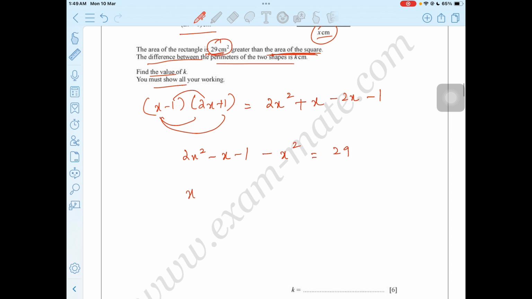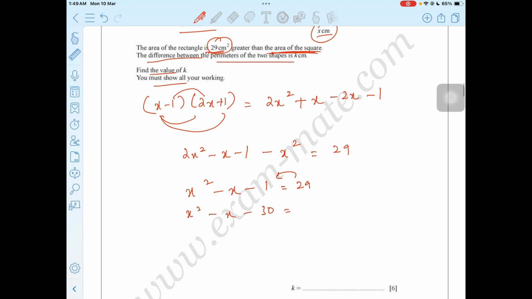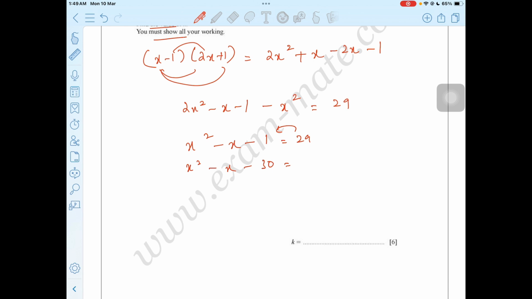So this would be x squared minus x minus 1 equals 29. Bring this 29 over here, so this would be x squared negative x negative 30, right? So let's just quickly plug this in the calculator. So we get our answer as x equals 6 and x equals negative 5, right? So x can only be 6 because it can't be negative 5. So this would be correct.